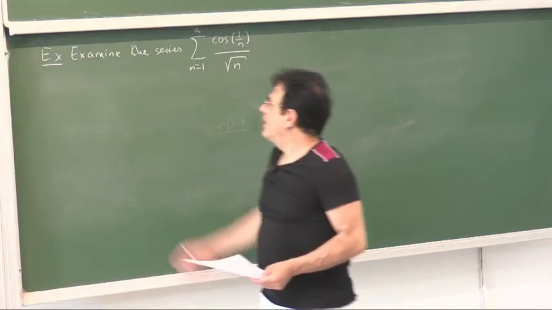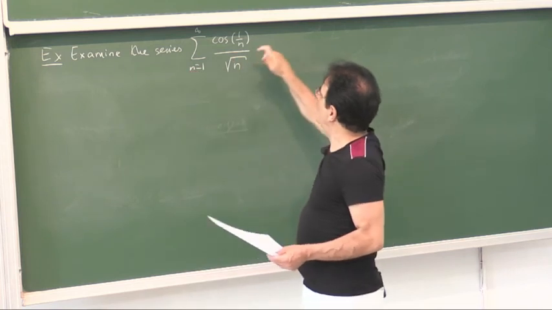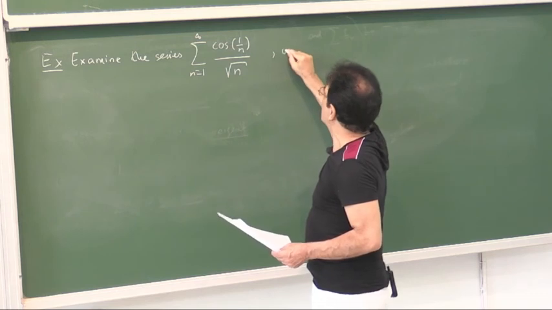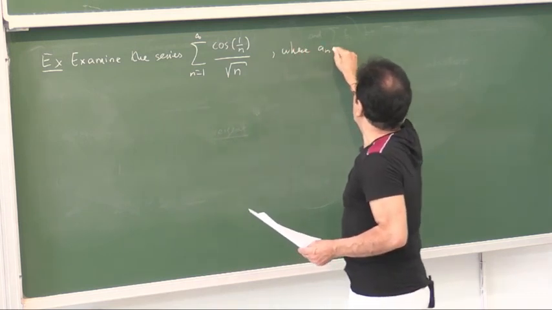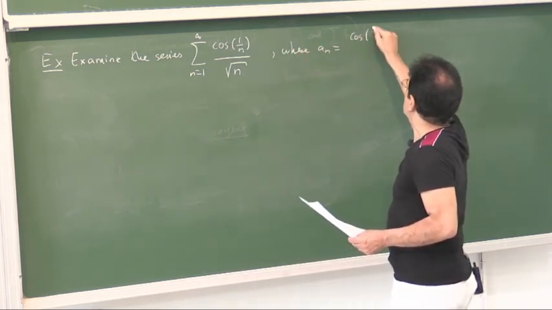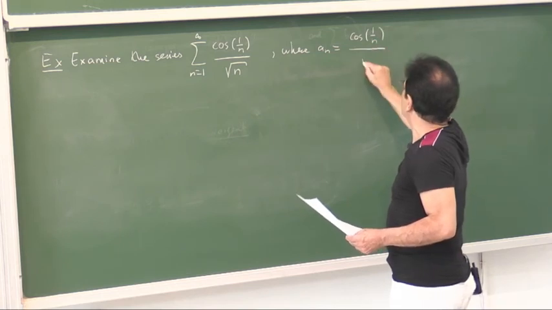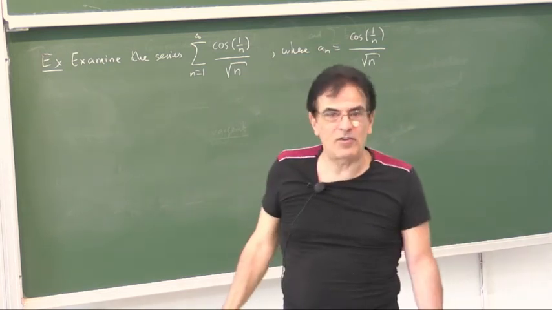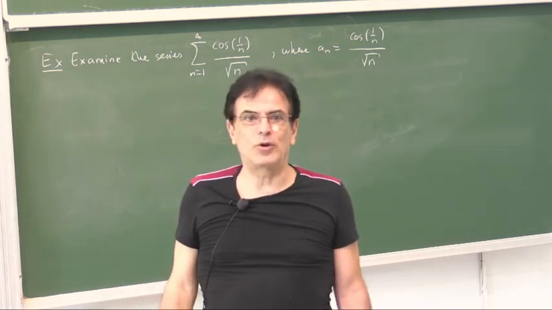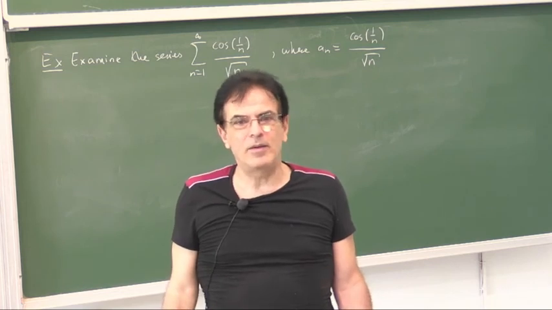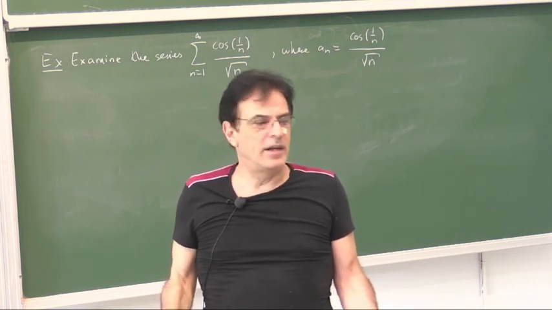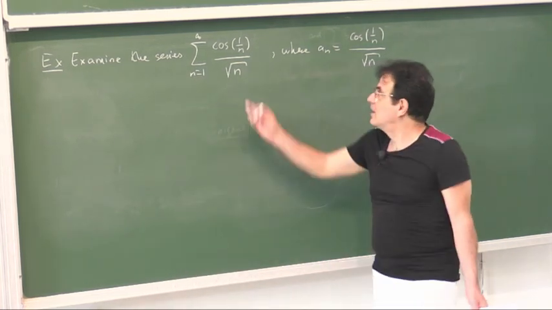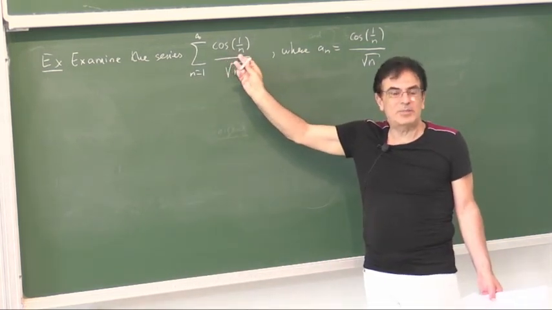Okay, here is another example. We want to examine the series where an is cosine of 1 over n, over radical n. Please be careful in a series where the terms contain cosine or sine. Remember, cosine and sine may take on negative values as well. So in order to apply a comparison test, you have to be sure that the series has positive terms.